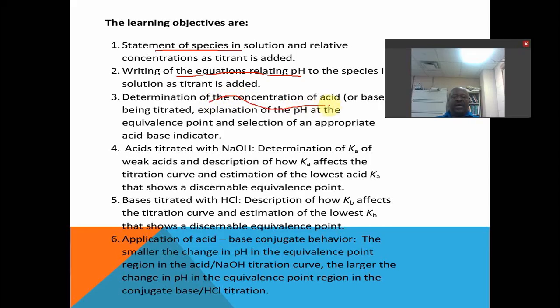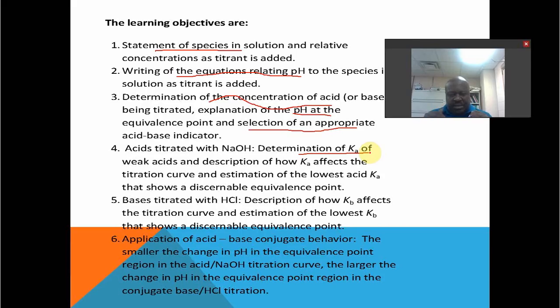We want to be able to describe those at various points in the titration. Then, depending on what you put in the flask, we'll ask you to calculate the concentration of the important species. Then figure out the pH at the equivalence point, and think about what would be an appropriate acid-base indicator, if we were doing it that way. And if we look at the titration curve, and we'll talk more about that later, we want to determine Ka of the weak acid.